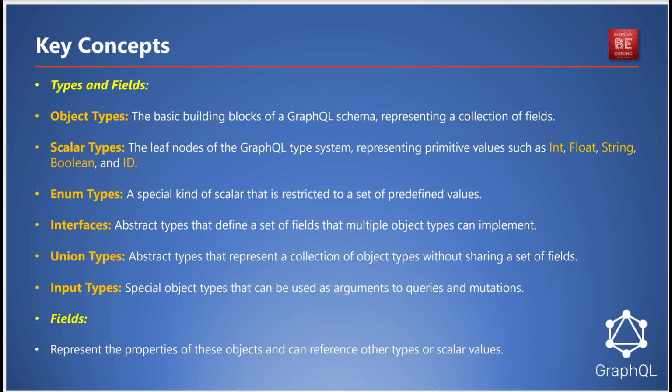Let's dive into the core concepts, starting with types and fields. In GraphQL, types represent the shape of the objects you can fetch. These include object types, scalar types, enums, interfaces, and unions. Fields, on the other hand, represent the properties of these objects. They can reference other types or scalar values, creating a network of interconnected data points.